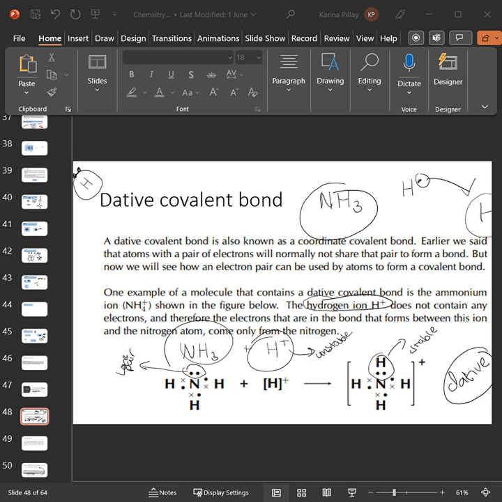So in this case you've got NH3, and we can see the Lewis structure for that looks something like this. What happens is this hydrogen ion, which has no electrons, comes into the bond and places itself here, so that nitrogen is the one providing the shared pair of electrons. Therefore, this is the definition of a dative covalent bond.